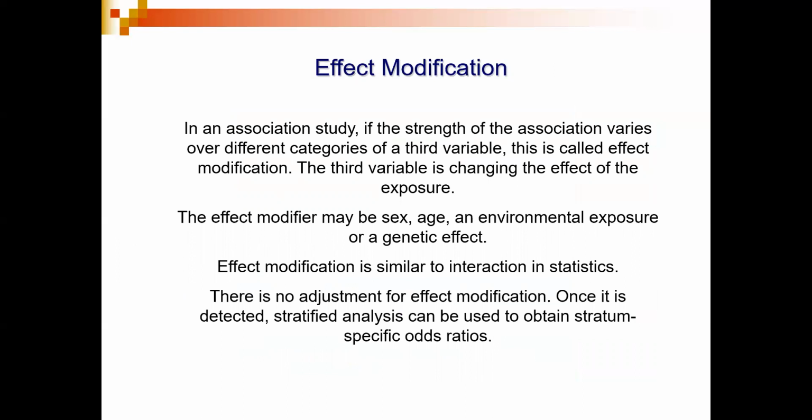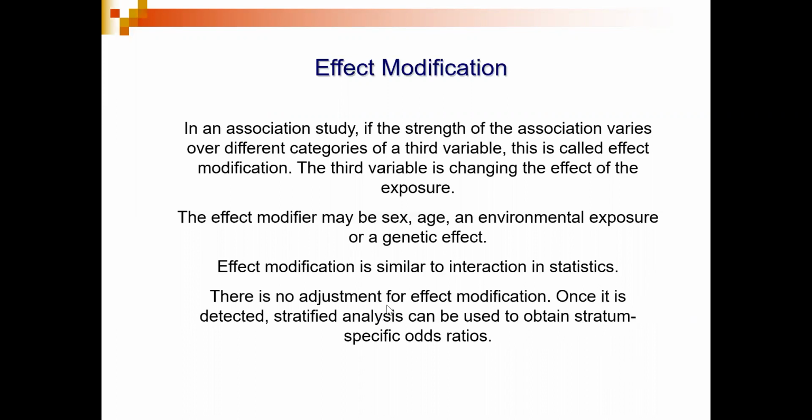So by interaction or effect modification, what do we mean? If the strength of the association varies over different categories of a third variable, this is called effect modification. The third variable is changing the effect of the exposure. The effect modifier may be sex, age, other environmental factors, or a genetic effect. Effect modification, as I said, is the same as interactions. When you are doing statistics, we talk of the word interactions.